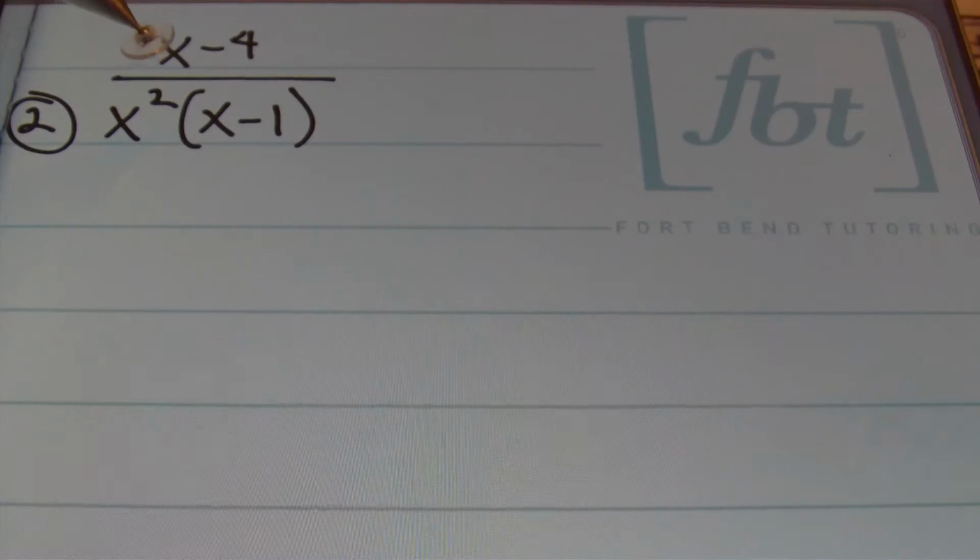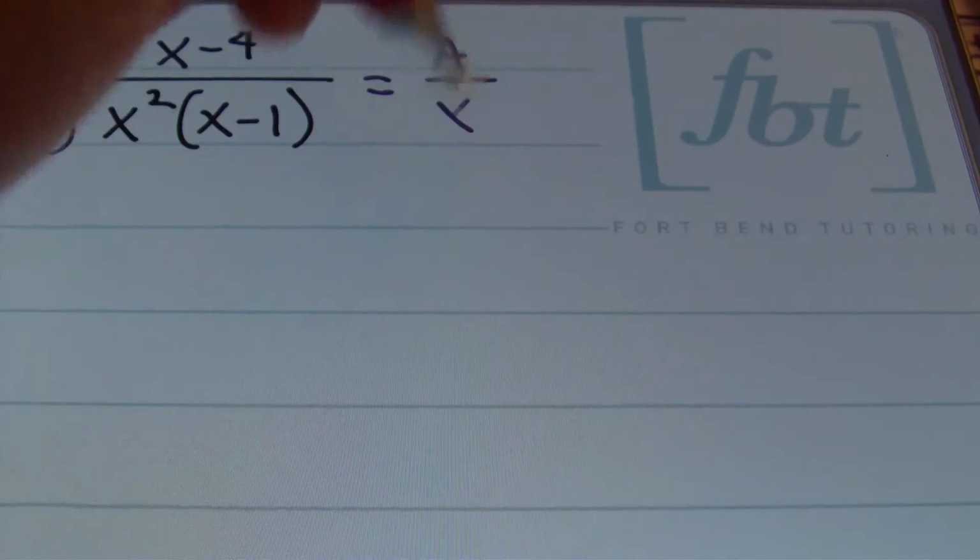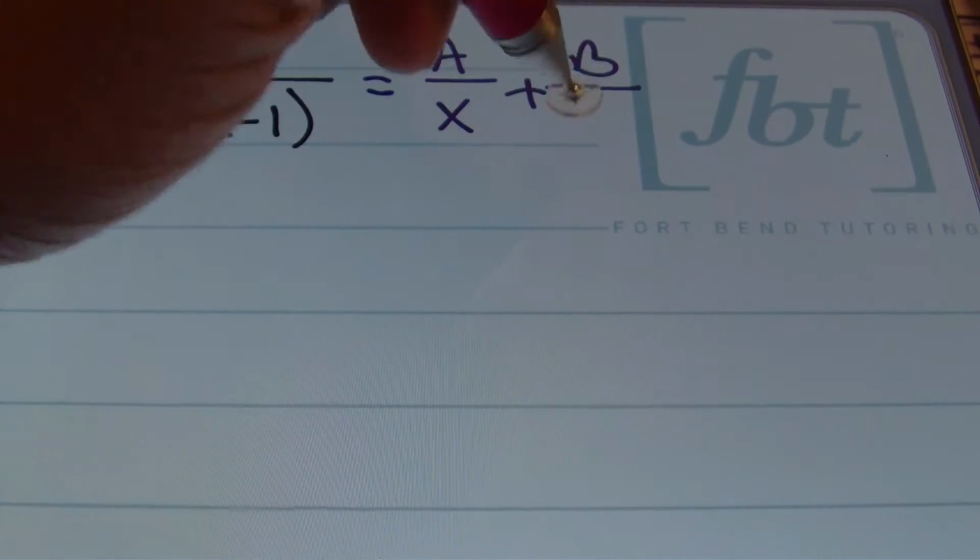It's a repeated linear factor. So this is what your setup is going to look like. You'll have a over x plus b over x squared.